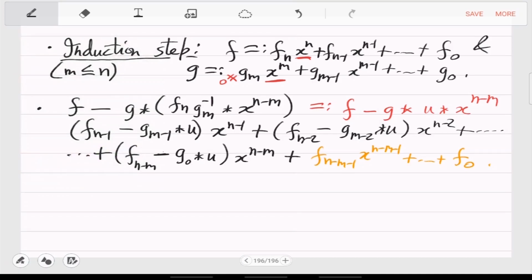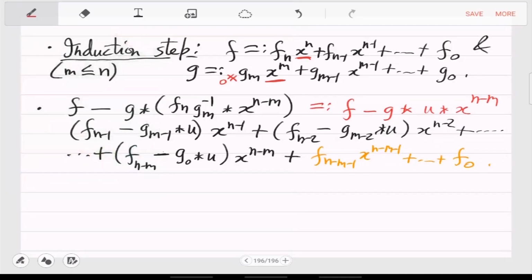If you actually code this as a C program, this is what you will do. Those are your variables, and you will subtract from f a proper multiple of g, which is given by u times x to the n minus m, and when you take the difference, you will see that the early coefficients of f will all be changed, and later coefficients of f will not be changed. Right? It works for any m and n.